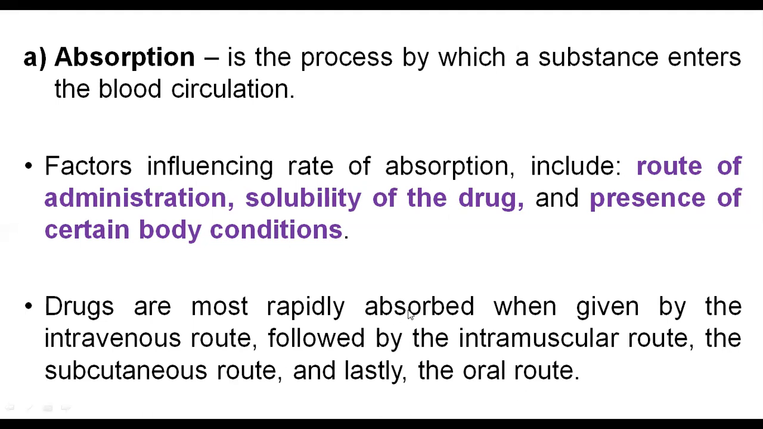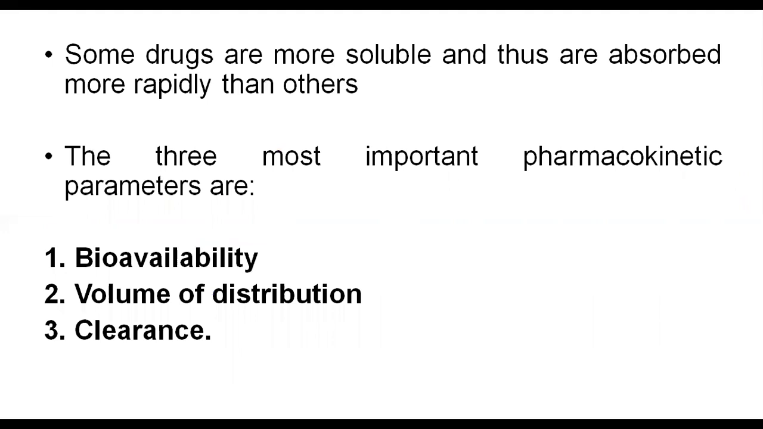Drugs are most rapidly absorbed when given via the intravenous route, followed by the intramuscular route, the subcutaneous route, and lastly, the oral route. So if we need to administer a drug to achieve a quick effect, then we should consider those drugs that can be administered via the parenteral routes, okay? Because it is faster in terms of absorption. Some drugs are more soluble and thus are absorbed more rapidly than others.